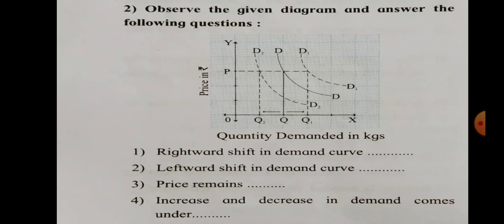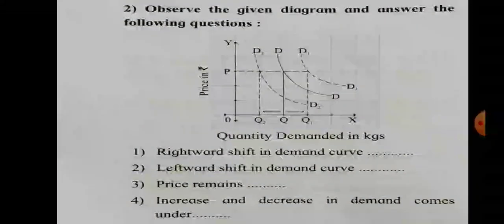Right? Now let us see this figure. You have to observe this figure and answer the following questions. In this diagram, at price OP, quantity demanded is OQ. The original demand curve, that is a downward sloping demand curve, is DD. When demand curve shifts to the right hand side, that is D1 D1, and when demand curve shifts to the left hand side, that demand curve is known as D2 D2.